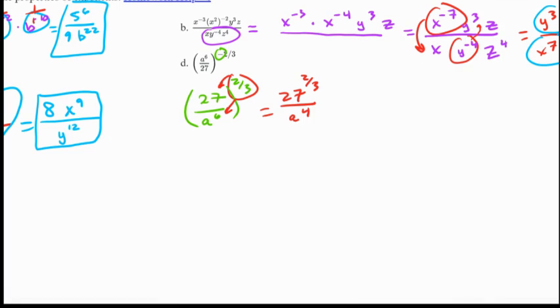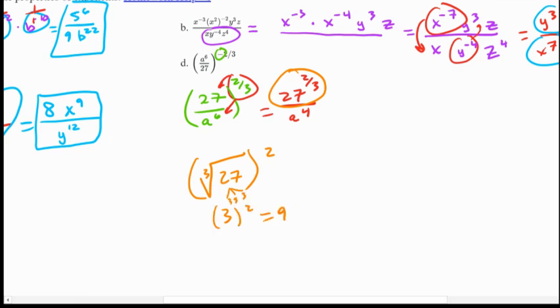And then simplifying 27 to the power of 2/3 is the same thing as saying the cube root of 27 squared. The cube root of 27 is just 3, because 3 times 3 times 3 is 27. And 3 squared is just equal to 9. So my final answer for this one would just be 9 over a to the power of 4.